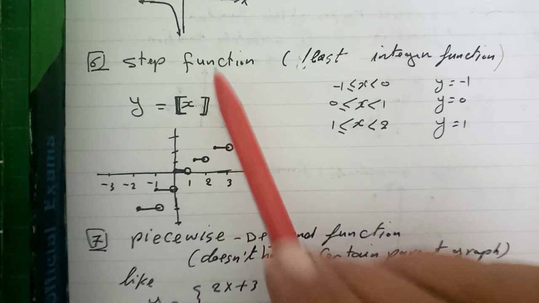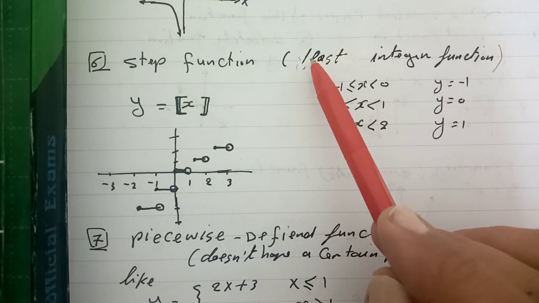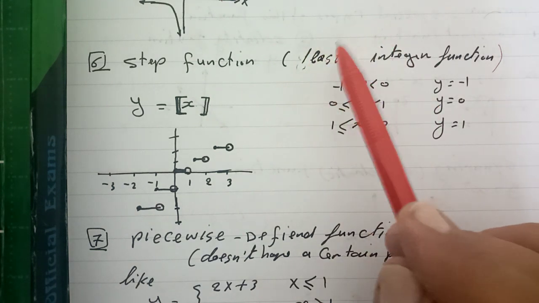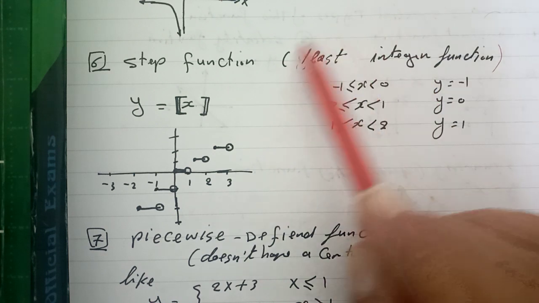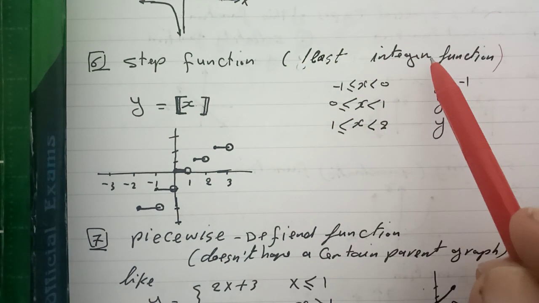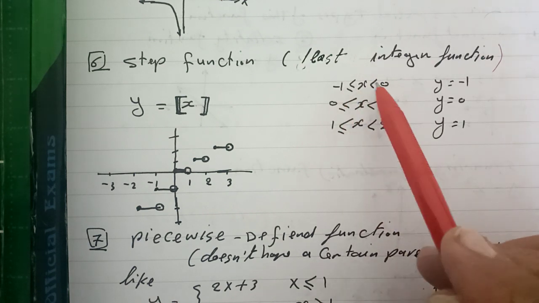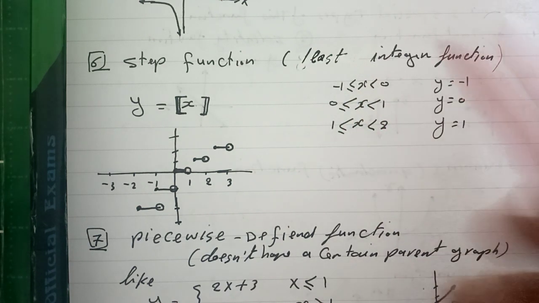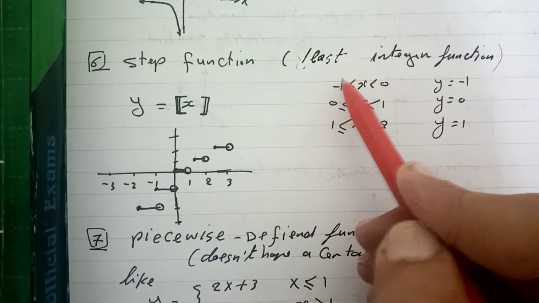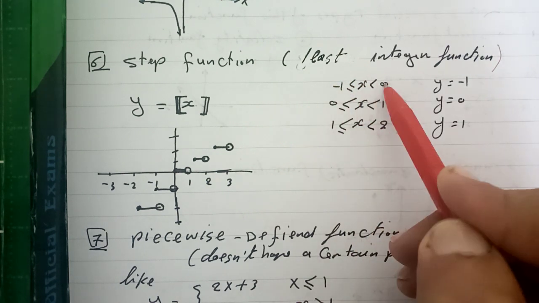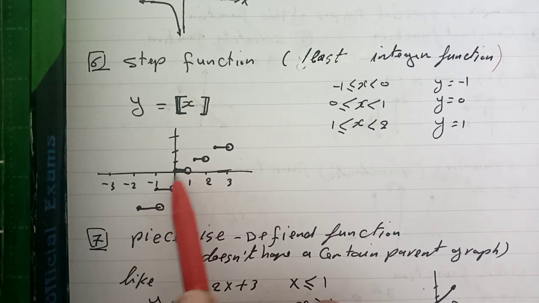The step function is the greatest integer function, or the greatest integer less than x, or we can say the least integer function. That means for all x between -1 and 0, y takes -1, because -1 is the least integer between -1 and 0. Look at the graph.